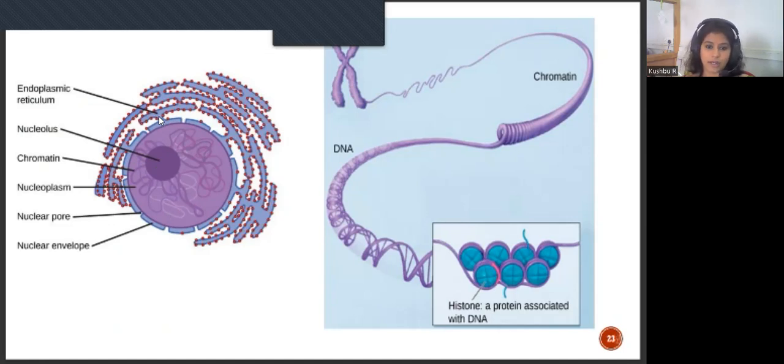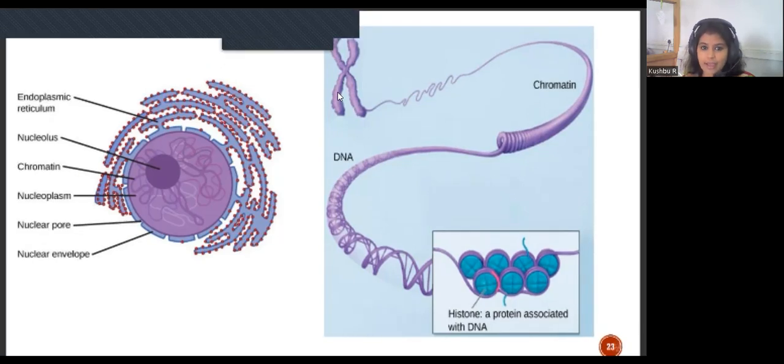Then there is your endoplasmic reticulum. As we discussed, it is attached to the nucleus, and since it has ribosomes on it, it appears beaded. That is why it is called rough endoplasmic reticulum. When we take the genetic material, this is how a typical chromosome would look. When we unwind it, it will look like this.